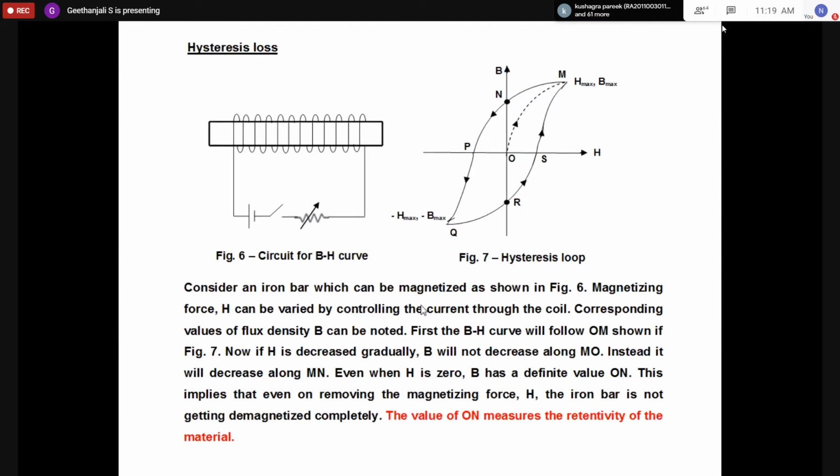Next, what are they doing again? They are increasing the value of H. Then it reaches, they are increasing the value of B. Then it reaches the x-axis at the point P, where H is equal to 0.